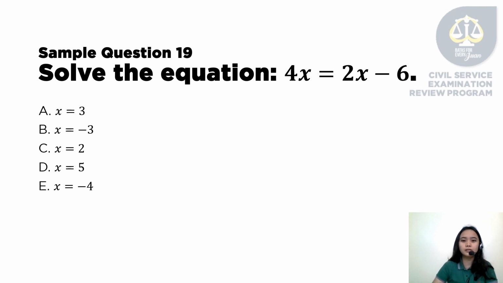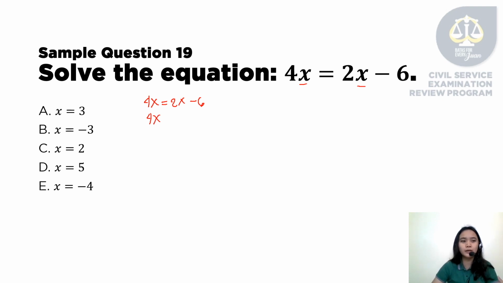Pag sinabi nating solve the equation, solve for the unknown. And for this case, ang unknown natin ay yung x. So, that is 4x is equal to 2x minus 6. Solving for x, kailangan nating ilagay lahat ng term na may x sa isang side ng equation, lahat ng constant sa isang side ng equation. So, lipat natin ngayon yung 2x dito sa left-hand side of the equation.